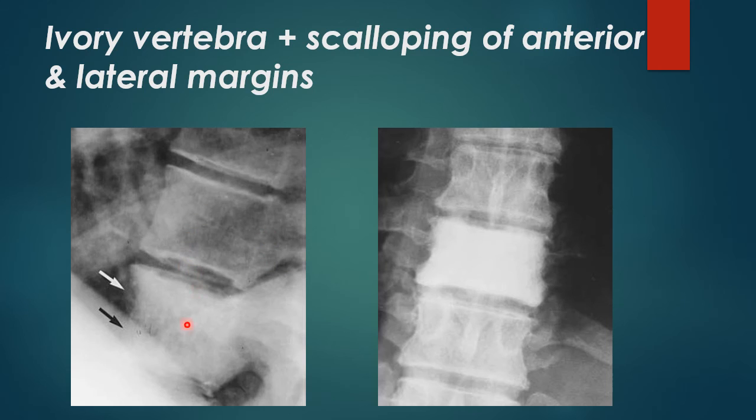So here we see that there is one vertebral body which is radiodense compared to the rest of the vertebral bodies. This is ivory vertebra. At the same time, the anterior margin of the vertebral body shows scalloping. This scalloping feature of the anterior margin of the vertebral body is typical of Hodgkin's lymphoma, and this is one feature which helps in differentiating it from ivory vertebra in Paget's disease as well as osteoblastic metastasis, because ivory vertebra is also seen in Hodgkin's, Paget's disease and osteoblastic metastasis. Scalloping of the anterior margin is very specific for Hodgkin's lymphoma.